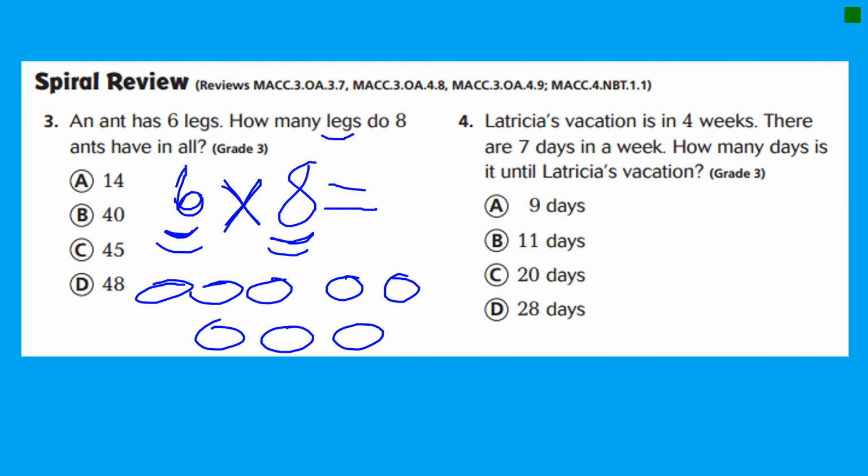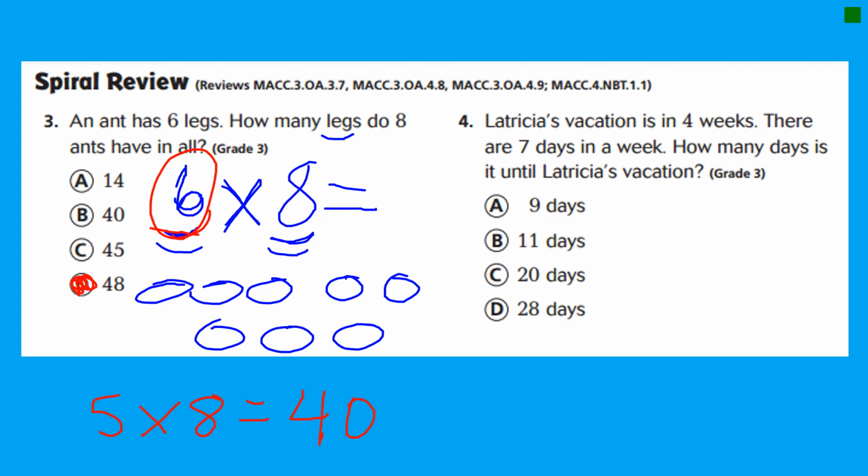Here's how I like to do 6 times 8. I'm going to write it down here for you. I think about 5 times 8 because I'm really good at my 5s. I know that 5 times 8 is 40. So 6 times 8, it's not 5 groups of 8, it's 6 groups of 8. So if I have another group of 8, it's 48.